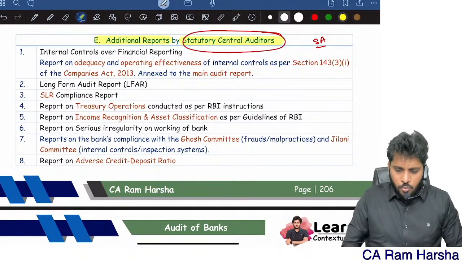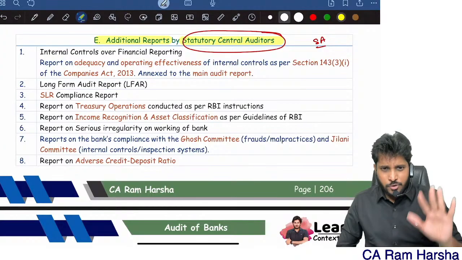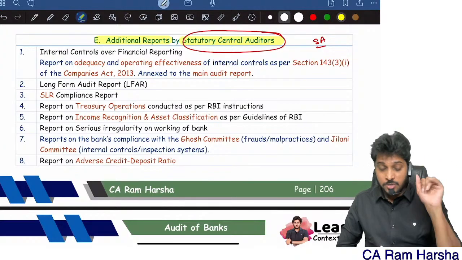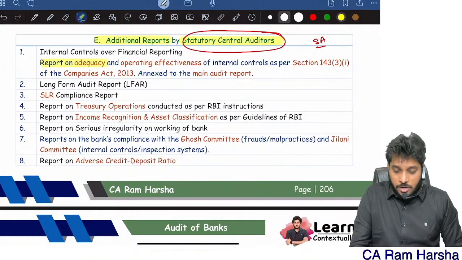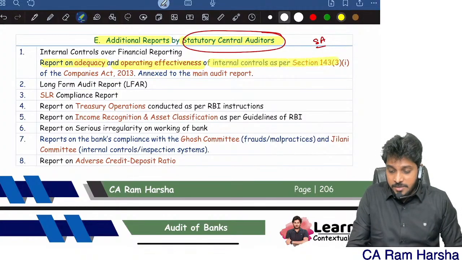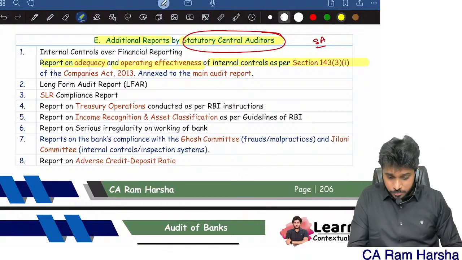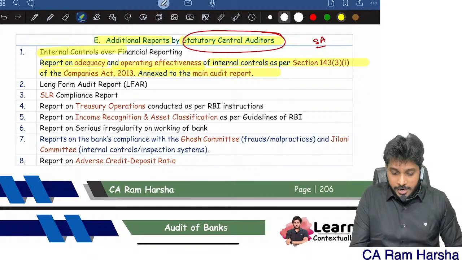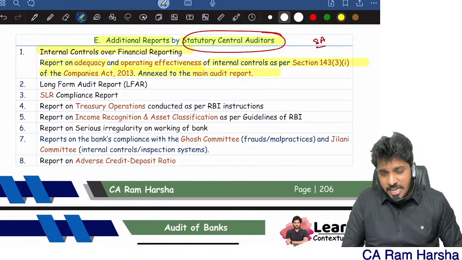Now, what are the various reports? See, first of course, they will give the audit report. Apart from the audit report, what are the various reports which bank auditors will give? One, a report on adequacy and operating effectiveness of internal controls. This is annexed to the main audit report. So a report on IFCOFR, internal financial controls over financial reporting, and their operating effectiveness.